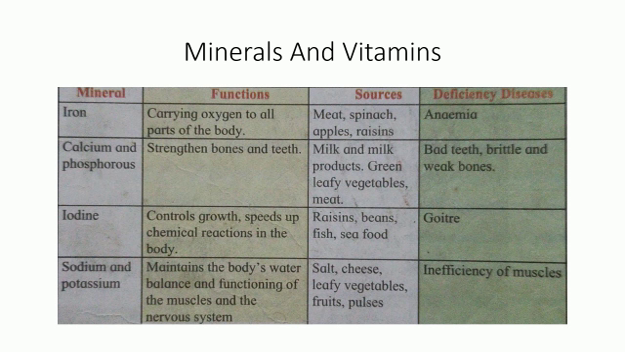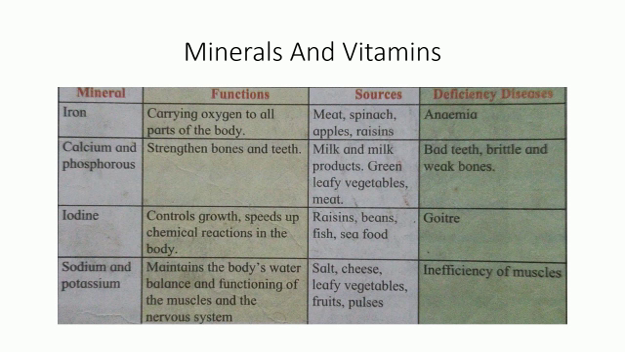Calcium and phosphorus strengthen our bones and teeth. They are found in milk and milk products, green leafy vegetables, meat, etc. If calcium and phosphorus are less in our body, then we will suffer from bad teeth, brittle and weak bones.